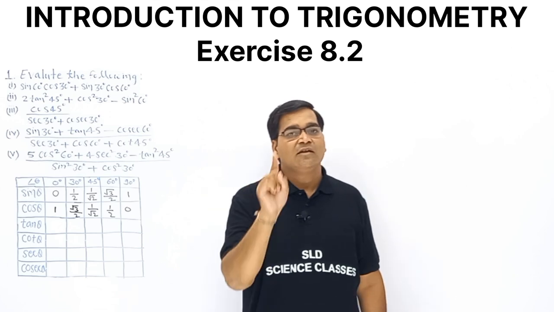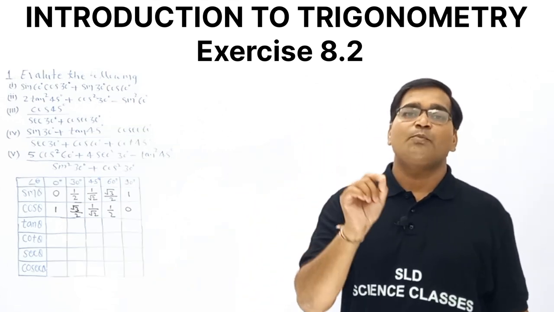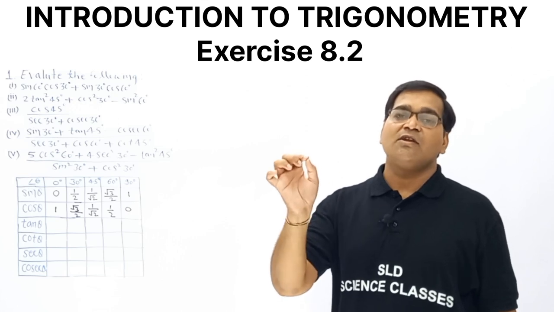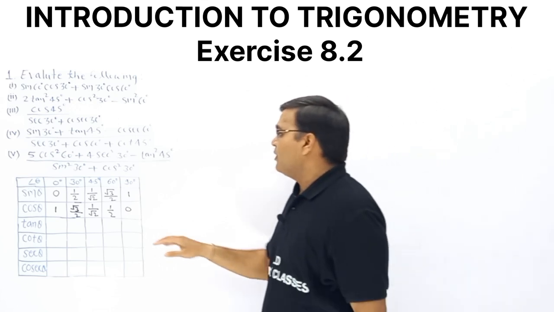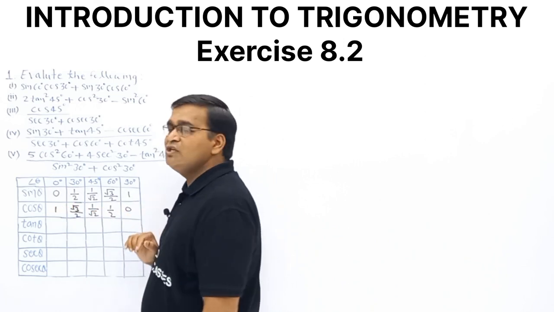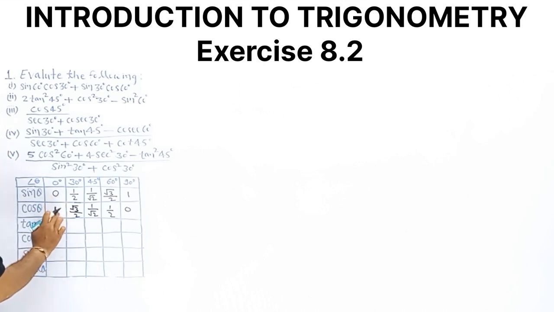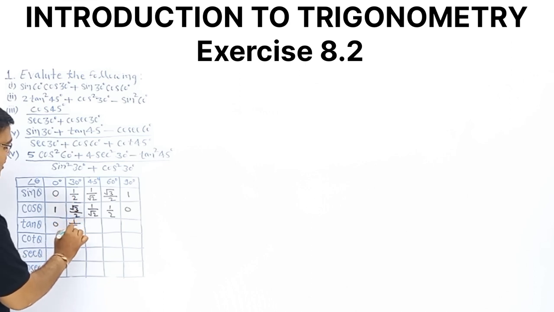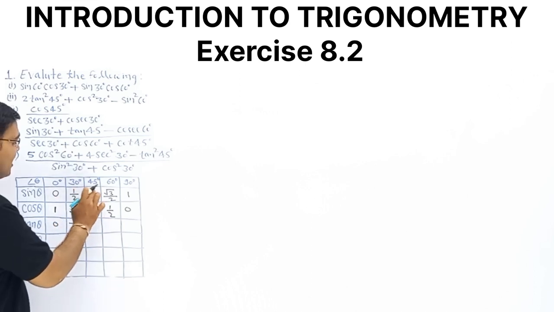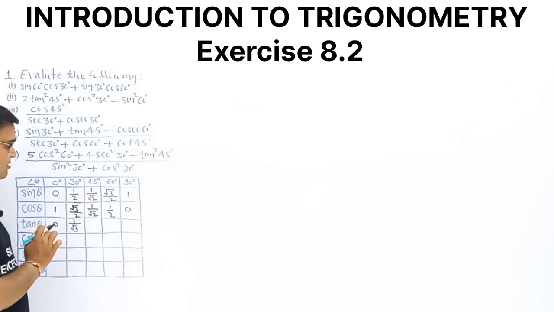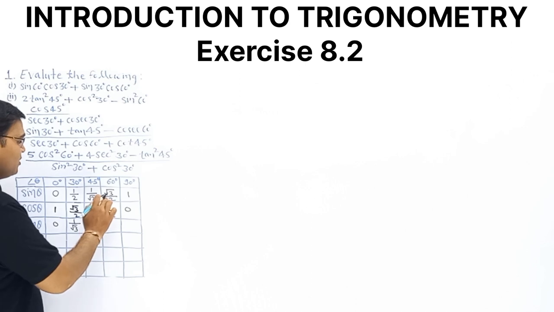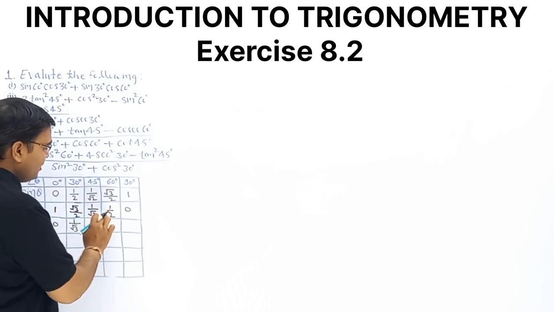Next one, tangent theta. We studied that tangent theta is sin theta upon cos theta, the ratio of sin theta to cos theta. So once these values are divided by these values, we get the tangent theta values. How? 0 upon 1 is 0. Then 1 upon 2 divided by this one, the denominators cancel, and what remains is 1 upon square root of 3. Dividing this by this one, both denominators will cancel, and what remains is 1.